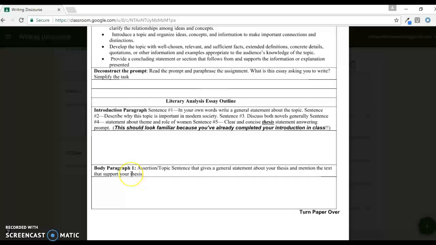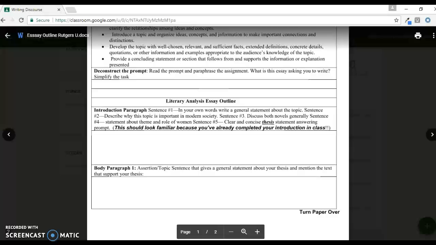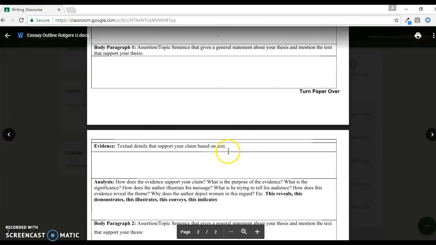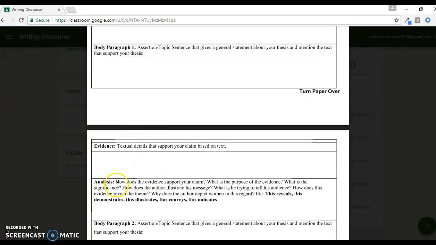Body paragraph 1, which really provides scaffolding because it walks the students through exactly what they need for body paragraph 1. They need their topic sentence. And when I scroll down, they need their evidence to support their claims. They need analysis, and students struggle with analysis, at least my students. So here's some scaffolding questions that students can think about when they're writing their analysis.